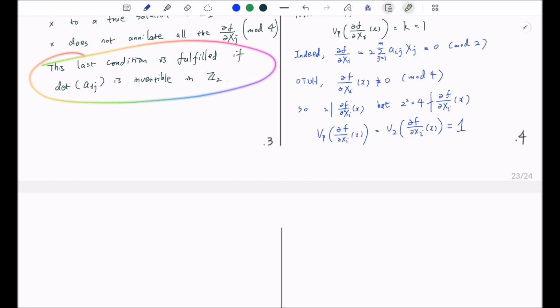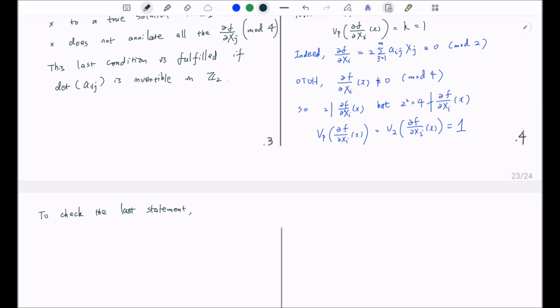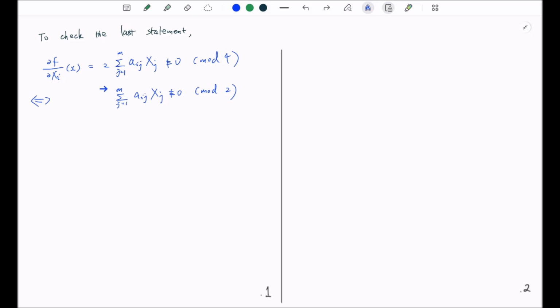So let's check this. To check the last statement, we observe that this condition, that the partial derivative is not congruent to 0 mod 4, is equivalent to, when we cancel 2 from both sides and replace mod 4 by mod 2, this. This equivalence follows from the following fact.